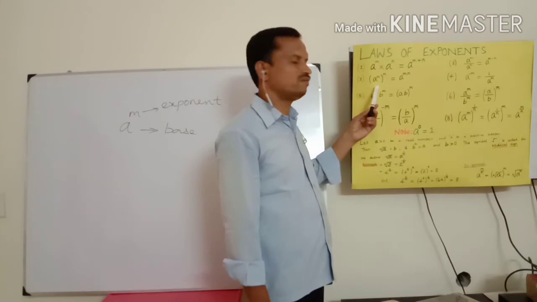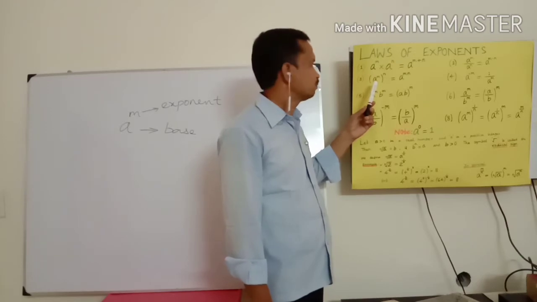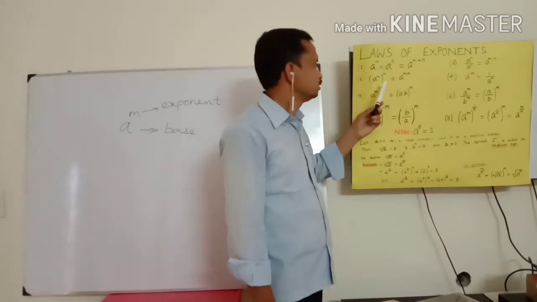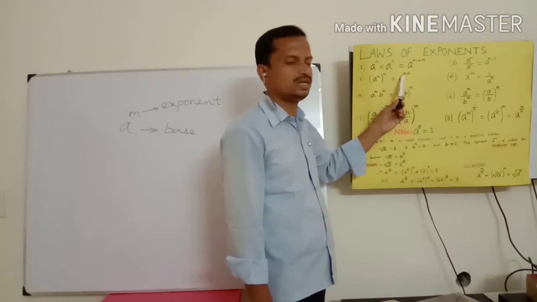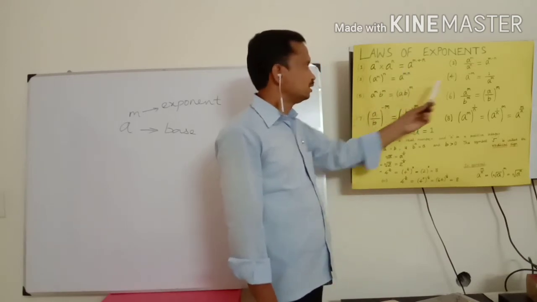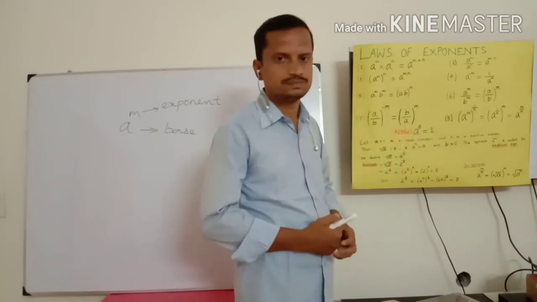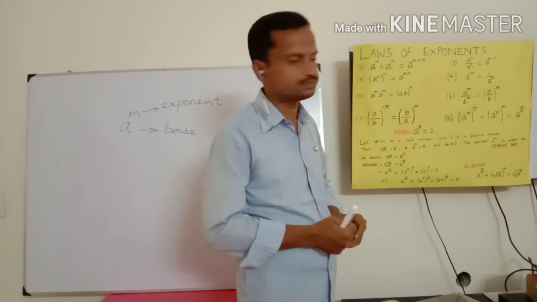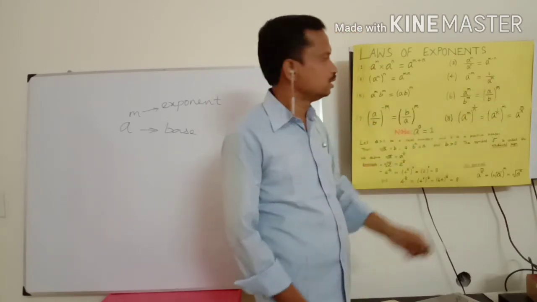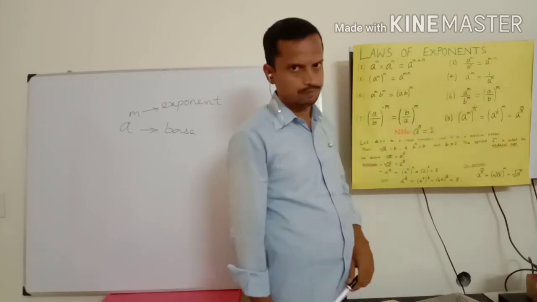And now a power m whole power n, power to power. Base is a, where two powers are there, m, again a power n. So you have to just multiply both powers. That is a power m into n, that is a power mn. And the next law, a to the power minus m, negative power. So to make it positive exponent, we have to take reciprocal, 1 by a power m. A power minus m is equal to 1 by a power m.